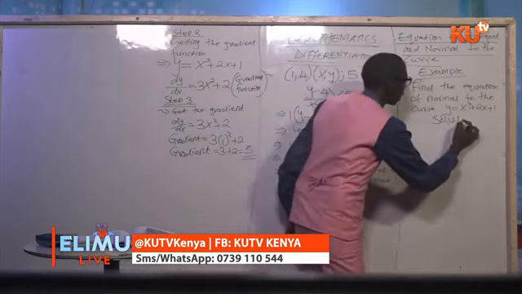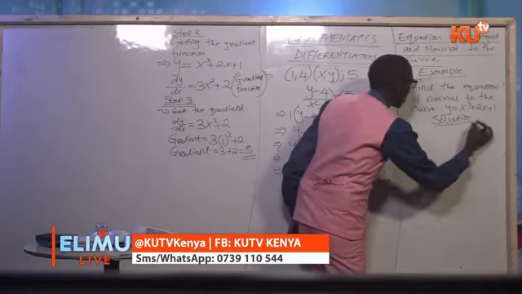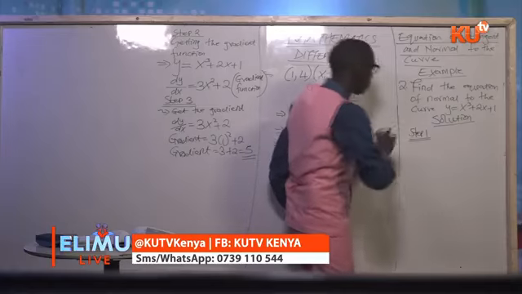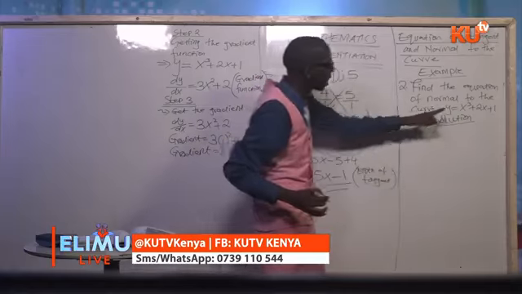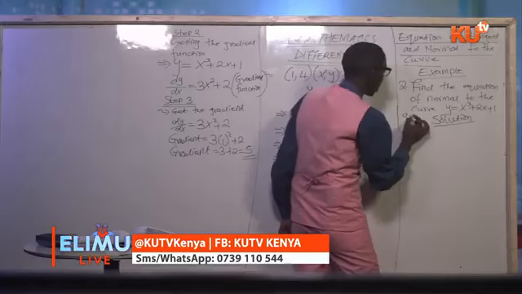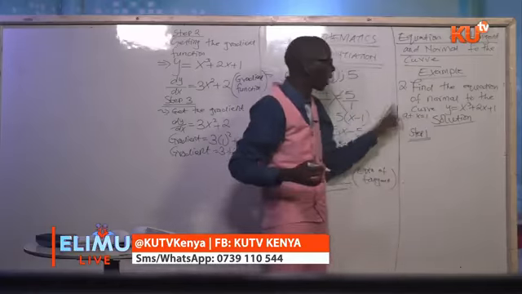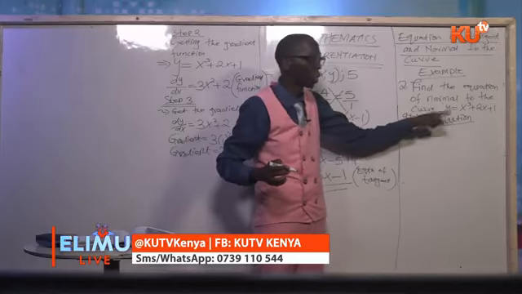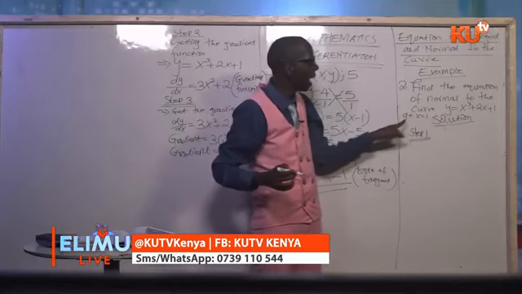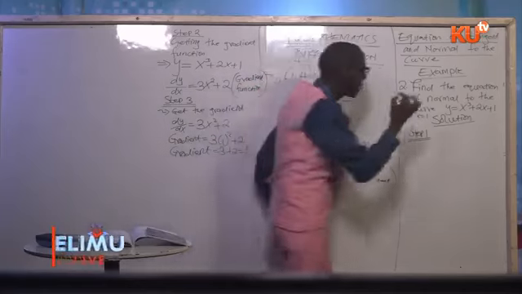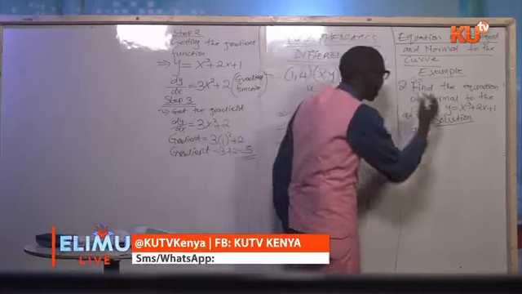Solution. Step 1, my dear student, is at x is equal to 1. Find the equation of the normal to the curve y is equal to x cubed plus 2x plus 1 at x is equal to 1. So step 1 again will be getting the value of y when x is 1.